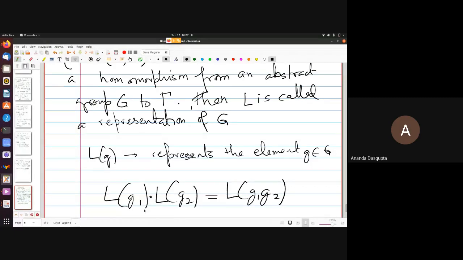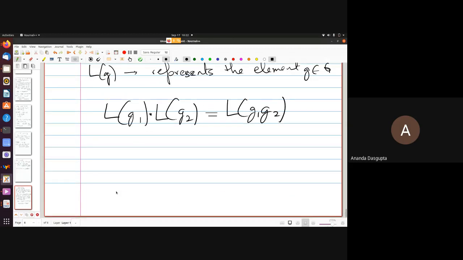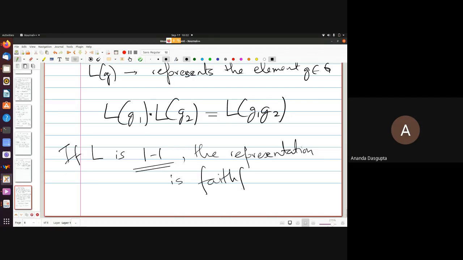So one kind of representation happens to be very, very useful, which is called the faithful representation, where L is also one-to-one. So if L is also one-to-one, we say the representation is faithful. So at least linear group representations are actually quite useful things.